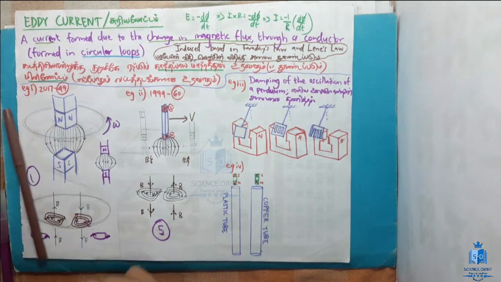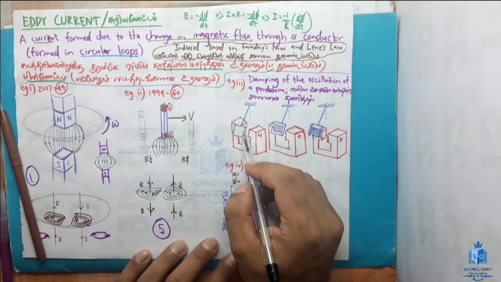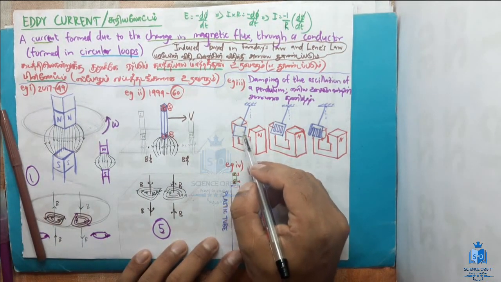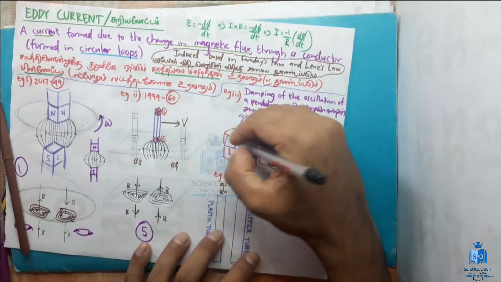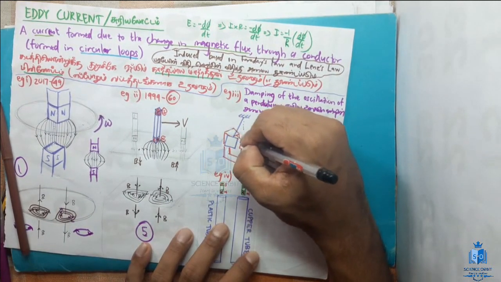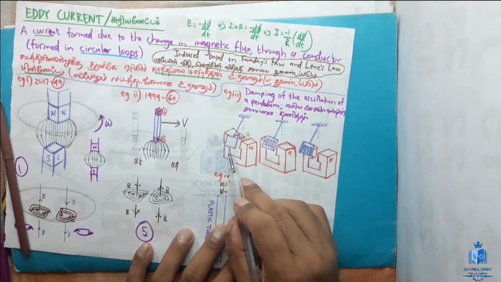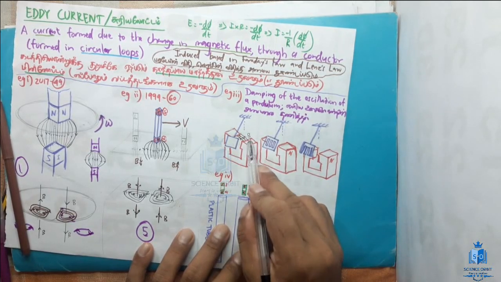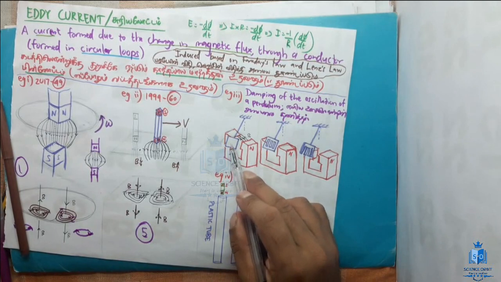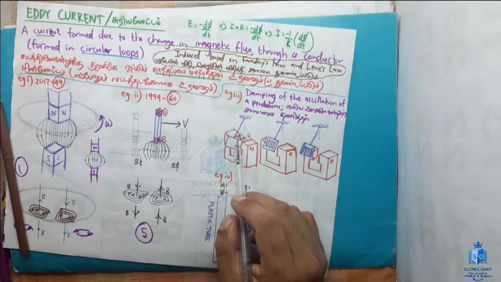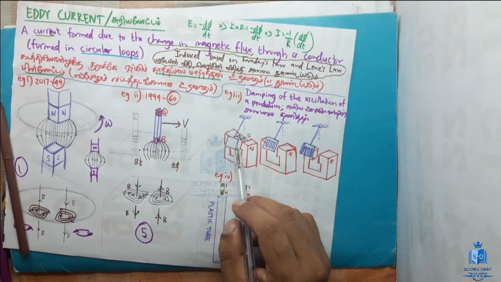Now here you can see it is moving from out of the magnet to into the magnet, and the magnetic field lines will be in this direction, correct? Magnetic field lines will be like this. And what are we doing now? From out of the magnet we are moving into the magnet. So magnetic flux will increase. So you have to oppose it.